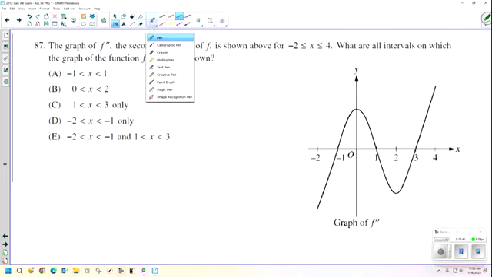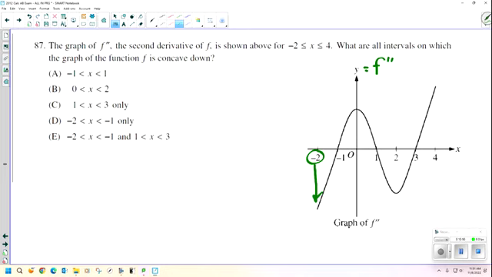Okay, so the first thing I'm going to do, you know what I'm going to do. My y, that represents the second derivative, from -2 to 4. All right. What are all intervals on which the graph of the function f is concave down? In order for f to be concave down, the second derivative must be negative. And if this is the graph of the second derivative, that means y must be negative.